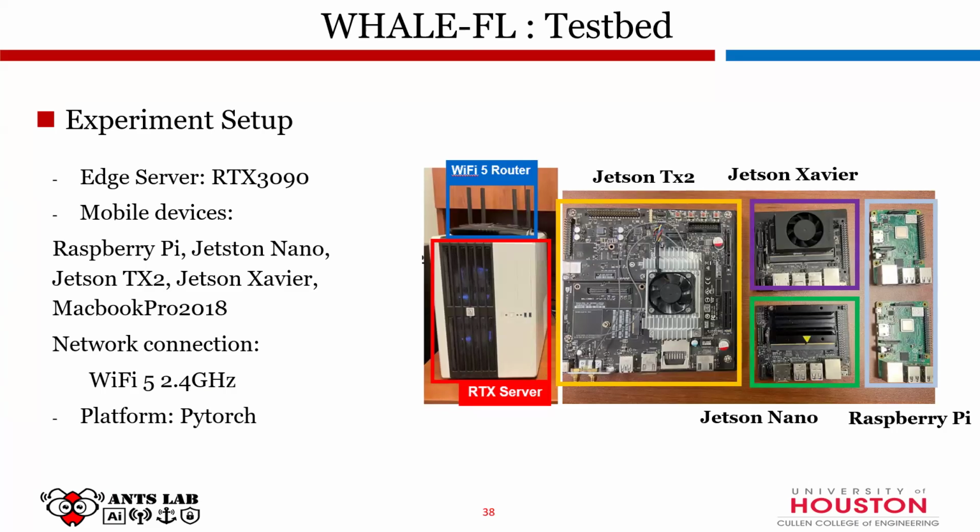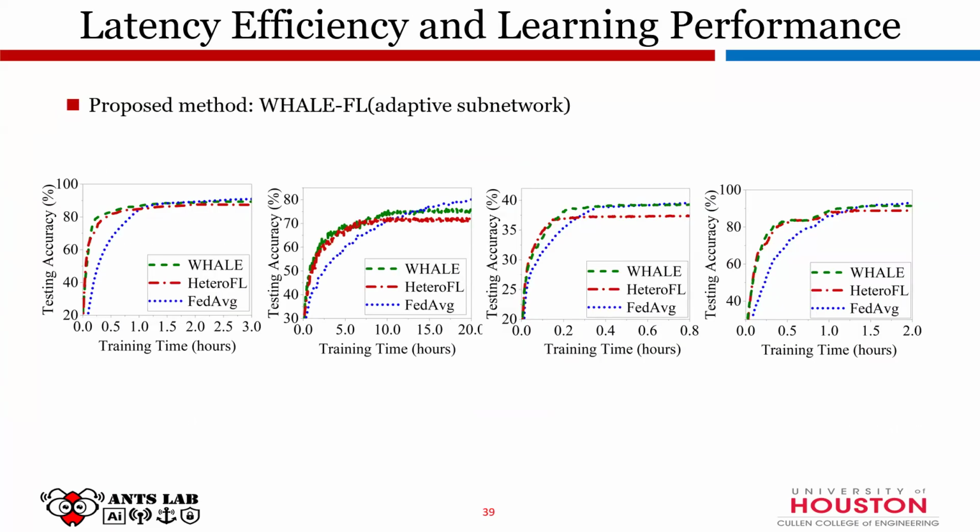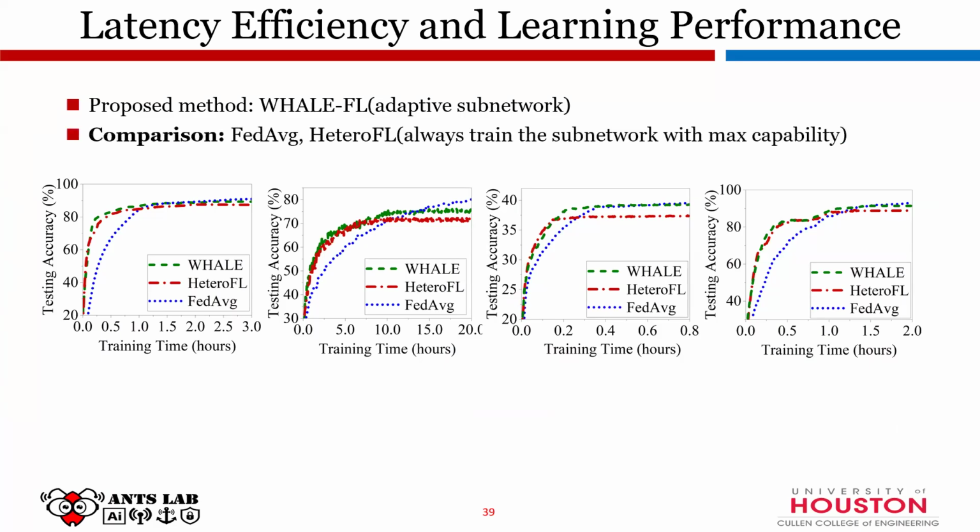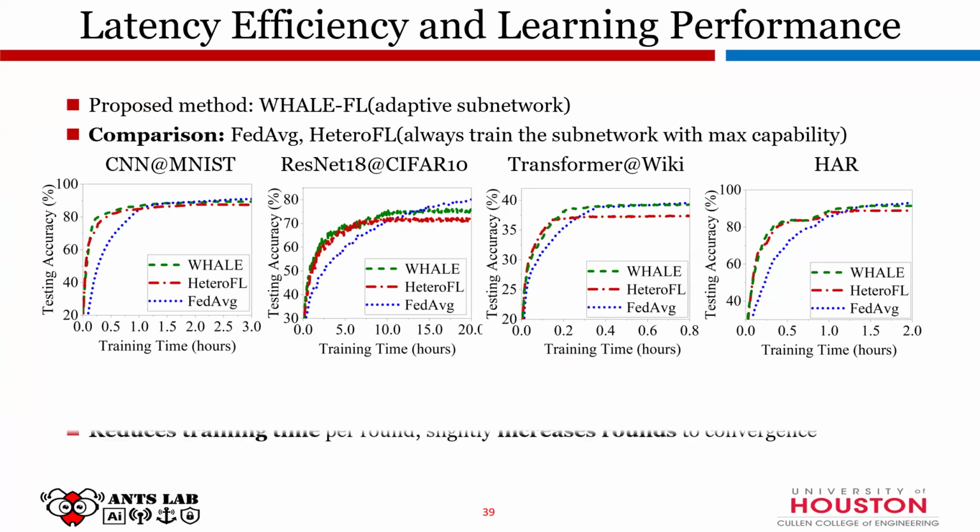So let's see here the latency, efficiency, and learning performances. We propose WHALE FL in comparison with FedAvg and HeteroFL. Let's say we have 4 different tasks: CNN on MNIST, ResNet 18, Transformer, and HAR, which is human activity recognition. As you can see, our tasks range from computer vision to natural language processing and also human activity recognition, all those different tasks.